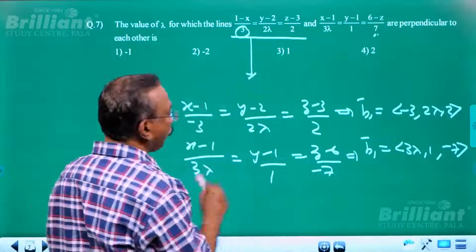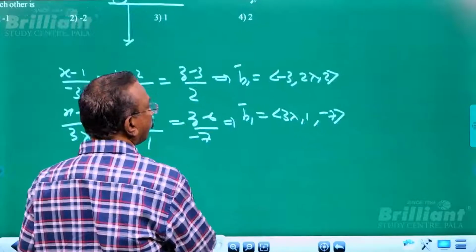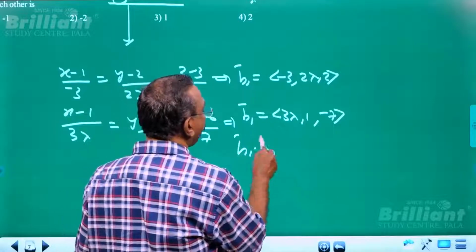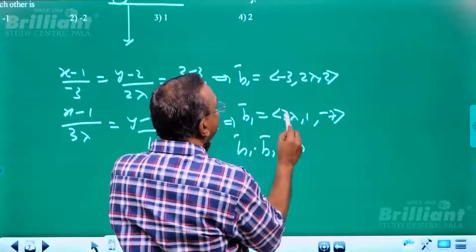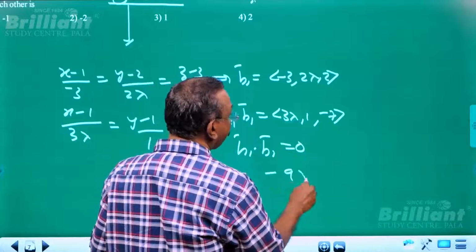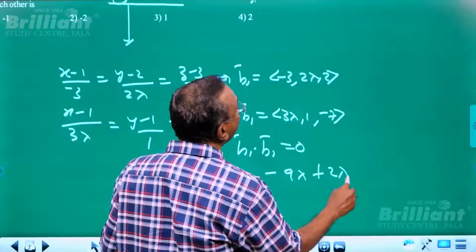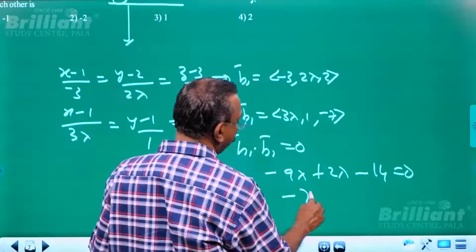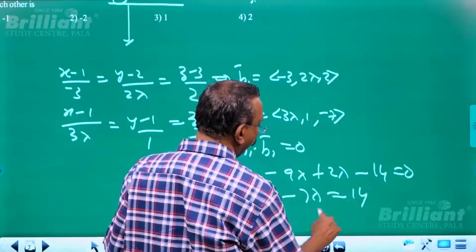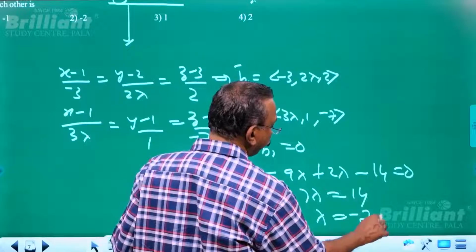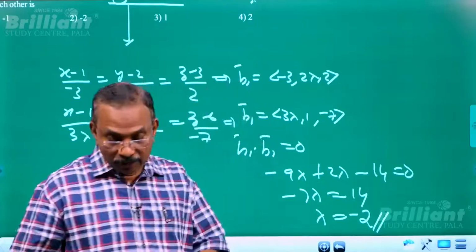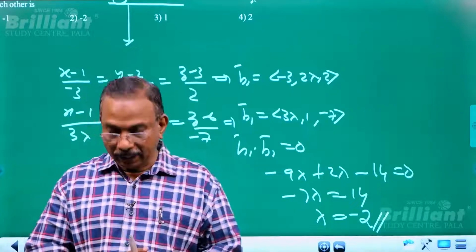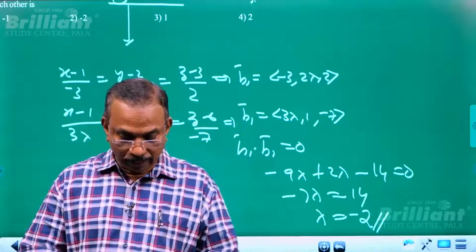Now, they are perpendicular to each other. So, how to conclude this? If these two are perpendicular, b1 bar dot b2 bar is equal to 0. Therefore, minus 3 times 3 lambda is minus 9 lambda, plus 2 lambda, minus 14 is equal to 0. Or minus 7 lambda is equal to 14, or lambda is equal to minus 2. So you aimed to find lambda, which is given as minus 2. So option 2 is the correct answer for that problem. Option 2 is the correct answer.